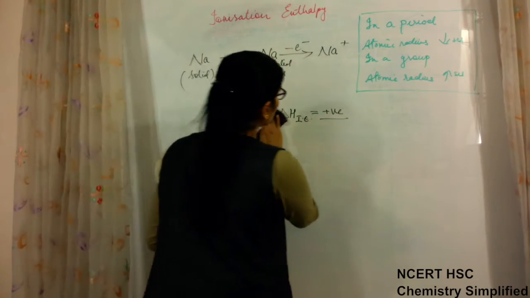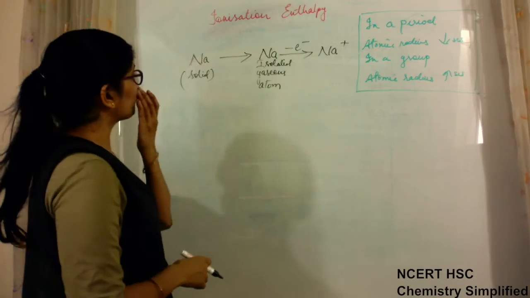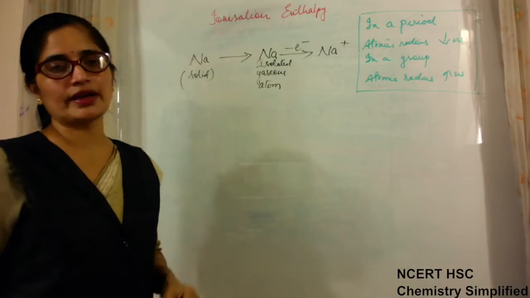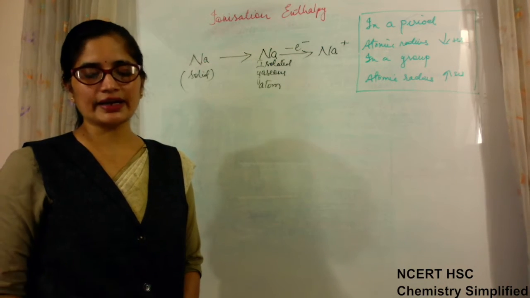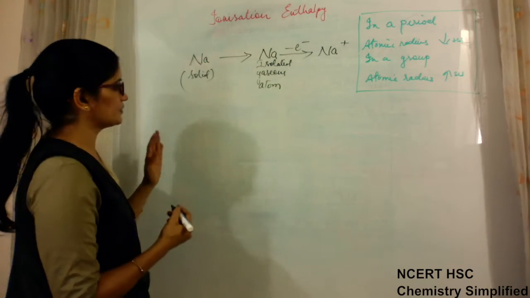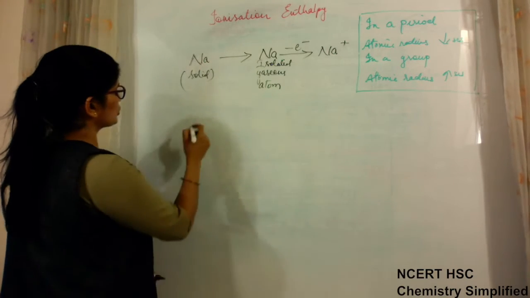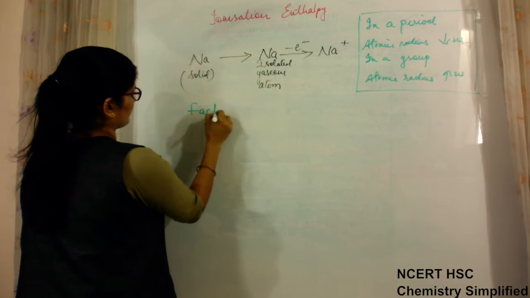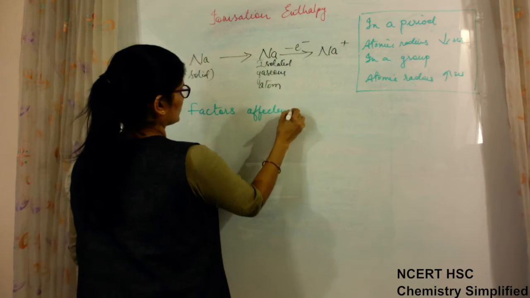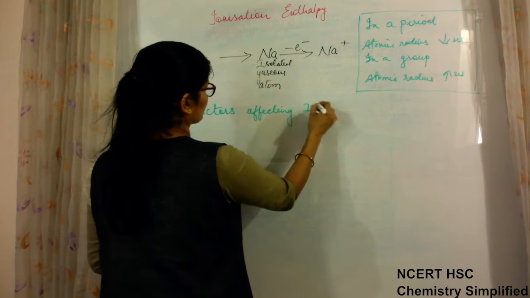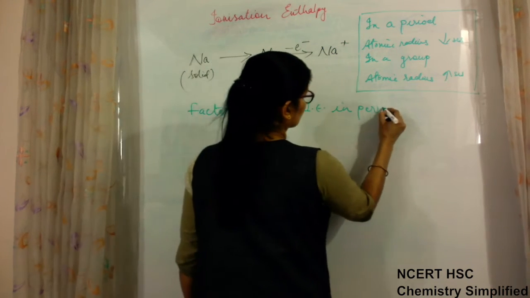Now, when we know that this is ionization enthalpy, we should know what factors affect the value of ionization enthalpy. This we will discuss. So the first factor, factors affecting IE in the periodic table, not anywhere else.